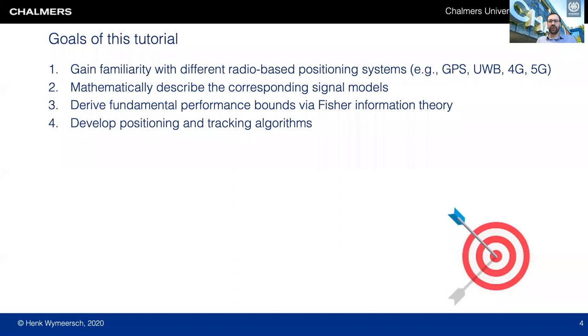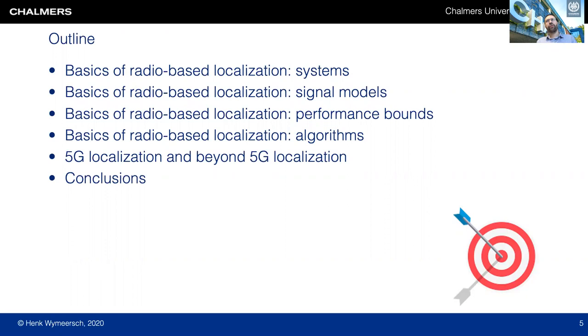So this will be the outline for today. I will first very briefly talk about some of the standard localization systems or radio-based localization systems, then go through the physical signal models, performance bounds, and algorithms. And in the second part, which is just one bullet here, I'll talk about 5G and beyond 5G localization. If there are no questions, I will go rather fast, so please feel free to interrupt. So let's first talk about the different systems.